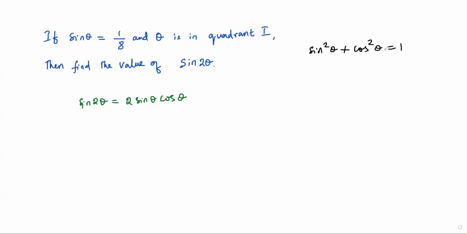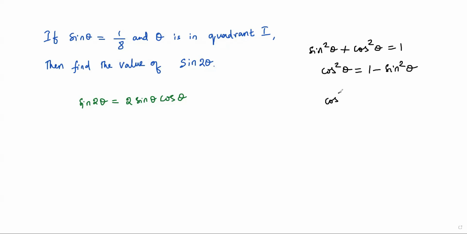Now I need the value of cosine theta. So I have to solve for cosine theta in this identity. For that, I have to subtract sine square theta from both sides. Then I'll be getting cosine square theta equals 1 minus sine square theta. Now we can plug in the value for sine theta, that is 1 over 8.